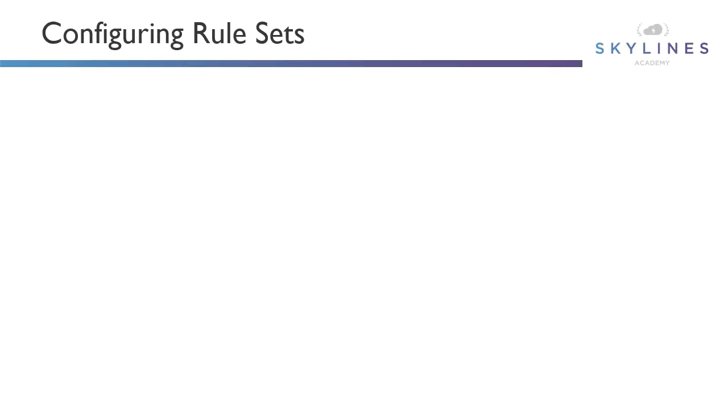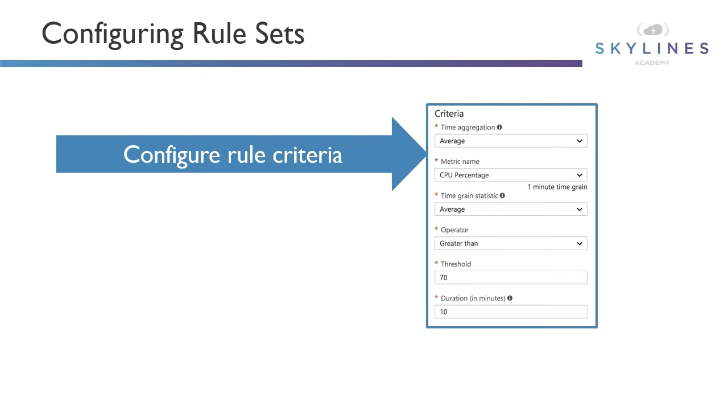Once you've decided on your approach, then you need to configure your rule set. First, we need to configure the criteria for your rule. This is the metric that you're going to use based upon an action. For example, anytime the average CPU utilization is over 70% for a period of 10 minutes.